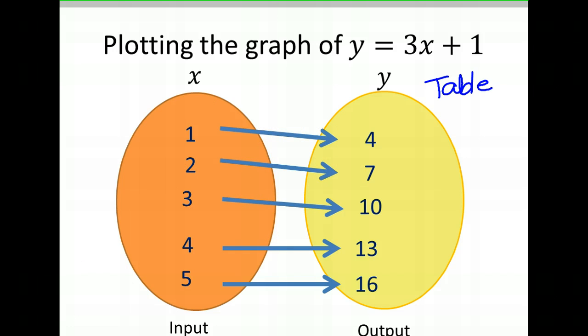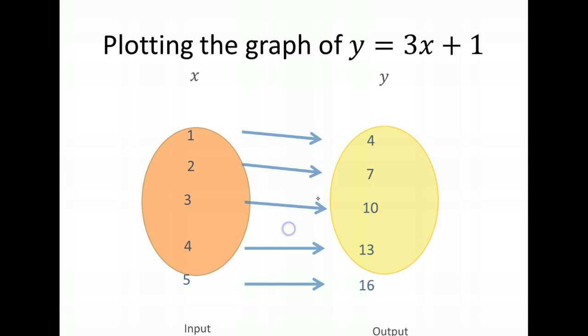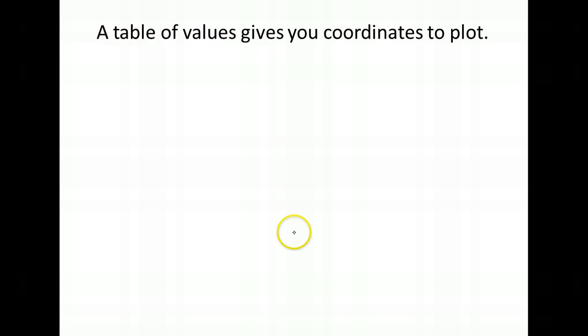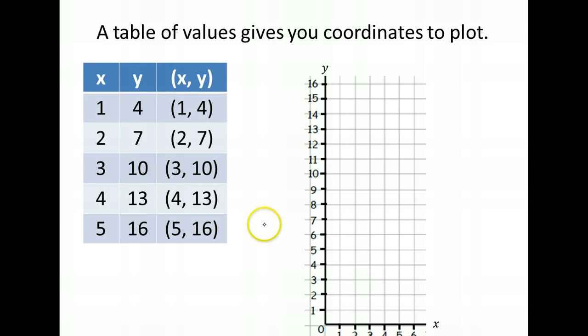The next way to represent a function is by graphing it. Here I have the points (1, 4), (2, 7), (3, 10), (4, 13), and (5, 16). Now we can create a graph. So (1, 4): x is 1 on the x-axis, then we go up 4. When x is 2, y is 7 right here. That'll be my point, and so on and so forth.